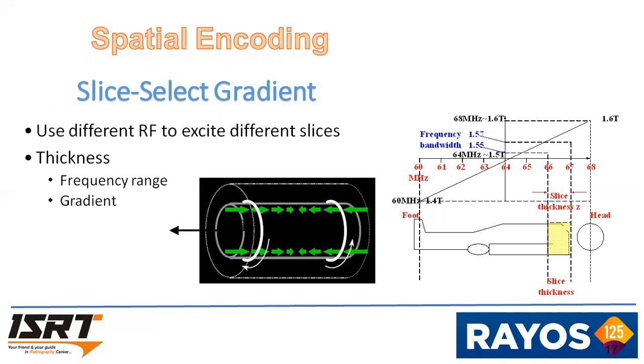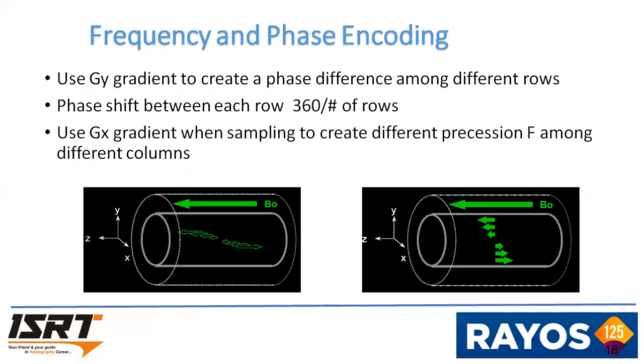Coming to the spatial encoding, we are going to discuss the slice selection gradient, frequency, and phase encoding gradient. The slice selection gradient determines which protons get excited during the excitation pulse, the 90 to 180-degree pulse. Different RF is used to excite different slices. It depends on thickness, frequency range, and the gradient.